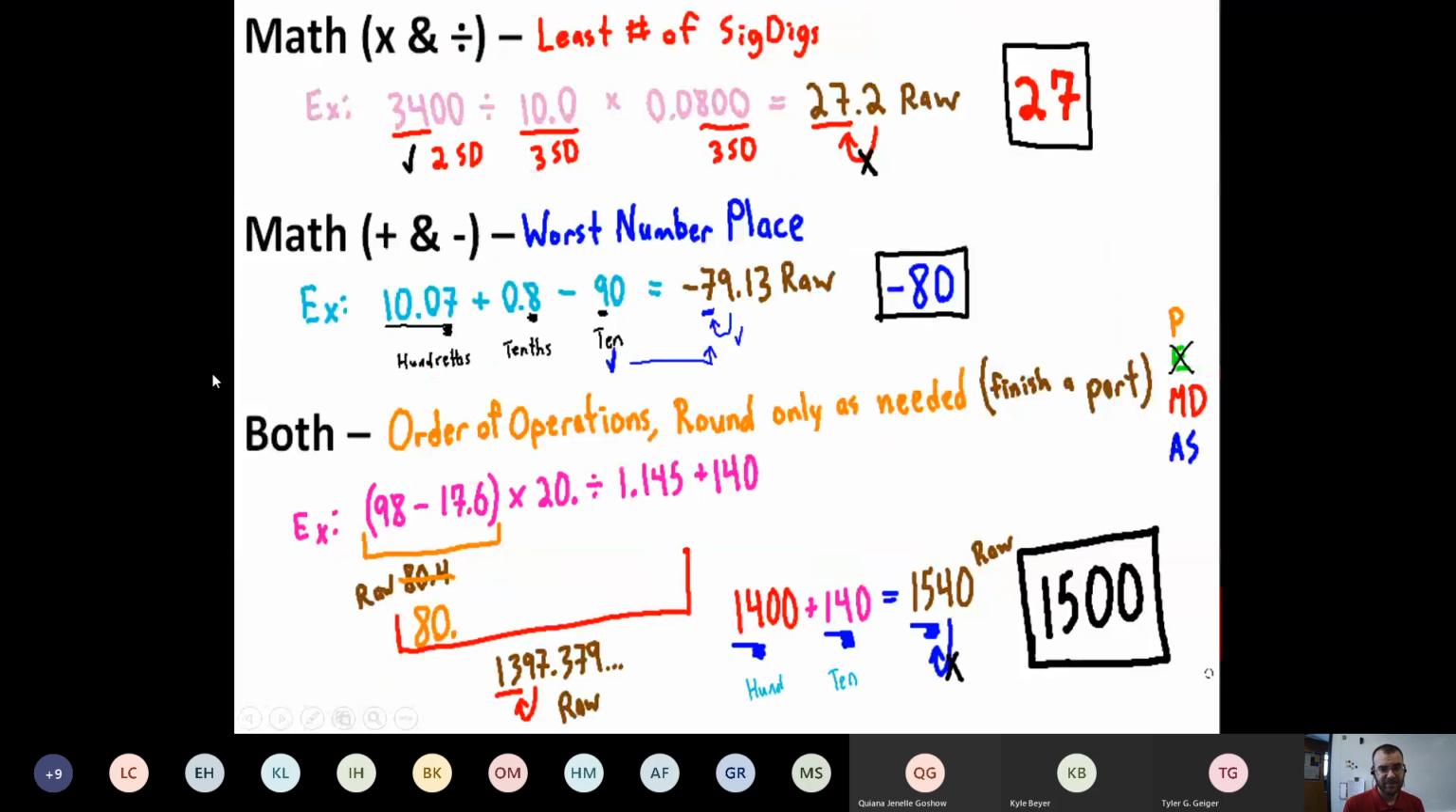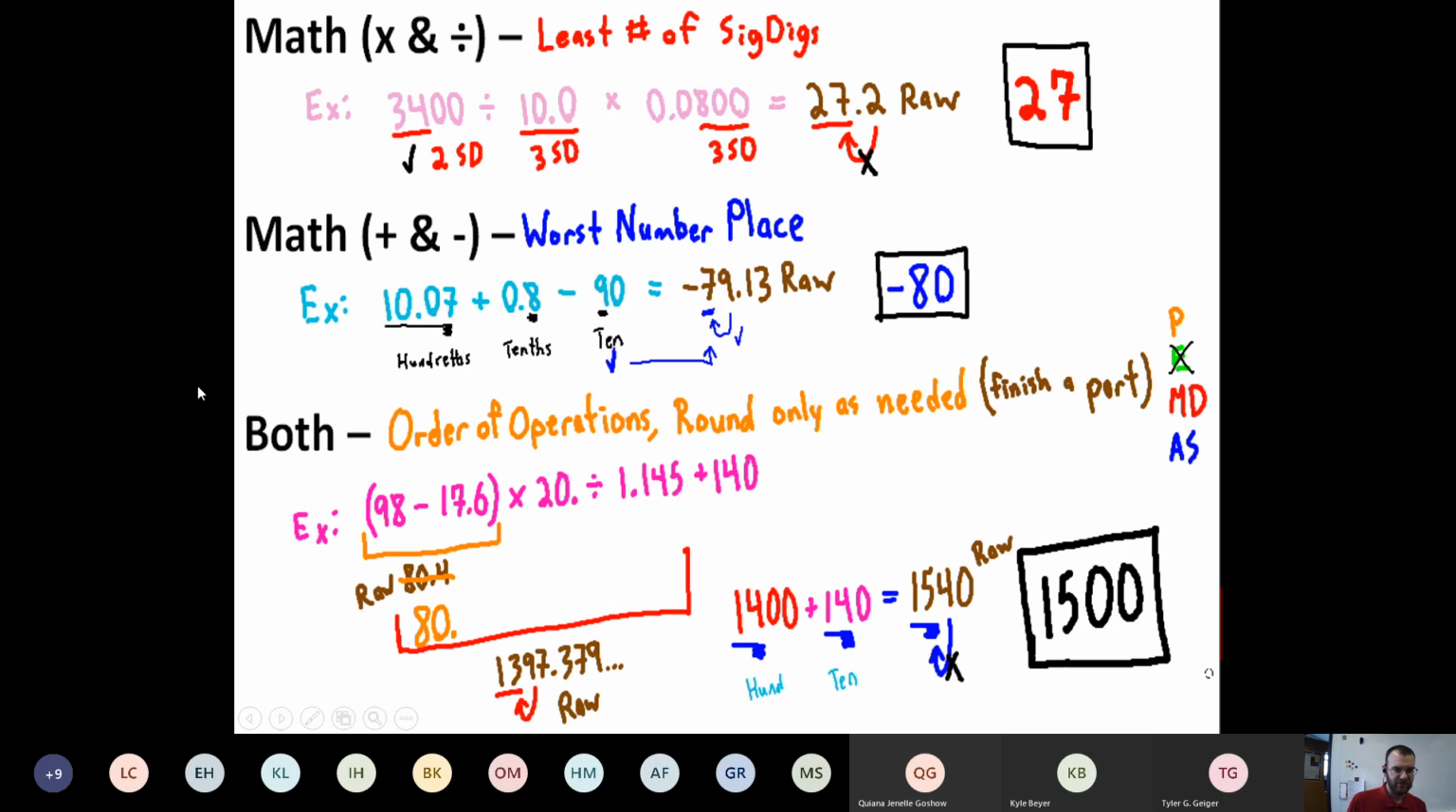Now, this is a nice little splash page to take a look at. If you have math that's multiply or divide, you want to use the least number of digits. So I started out in this example with 2 digits divided by 3 significant digits, which means my answer needs to be in 2 significant digits, whichever one's the worst. If we add and subtract, it actually gets harder because we have to go by number place, which is confusing and annoying, and you will be seeing a video on that later.